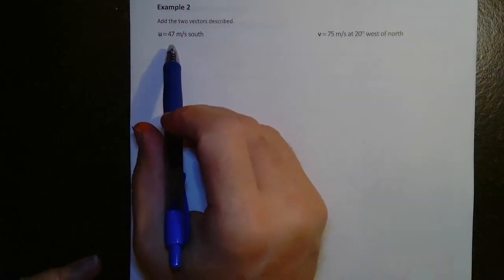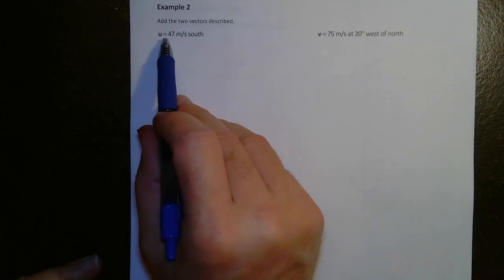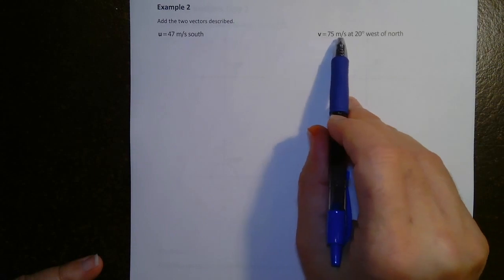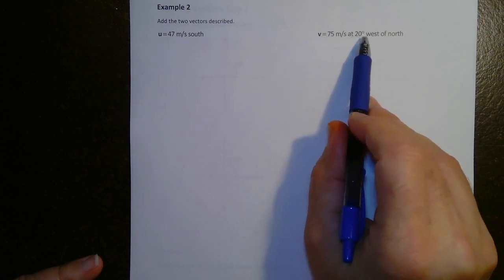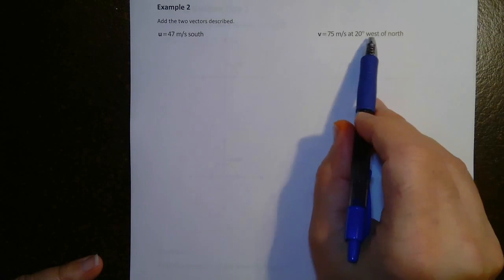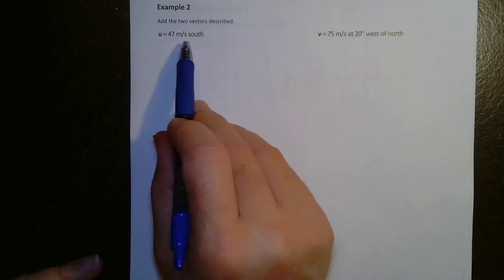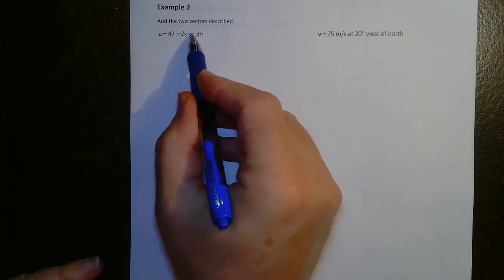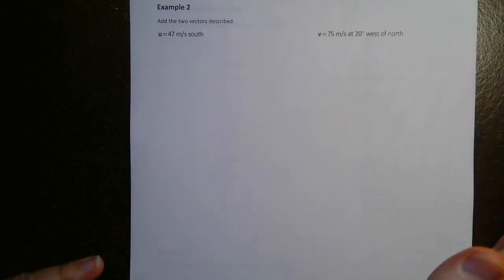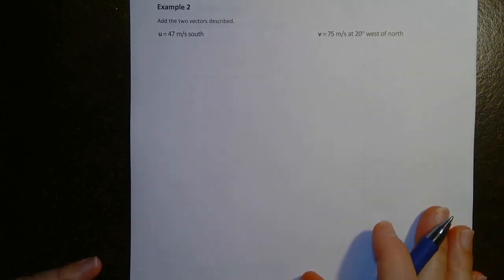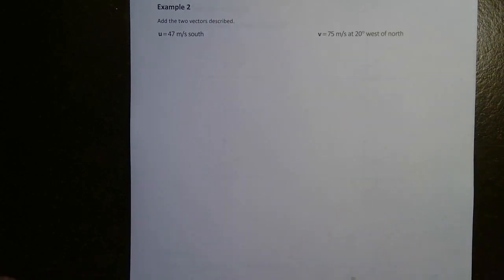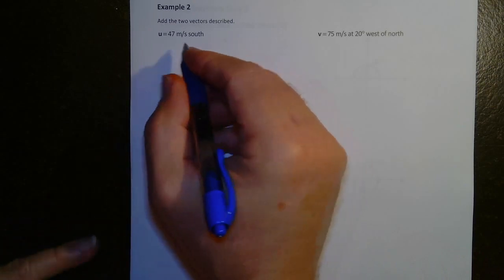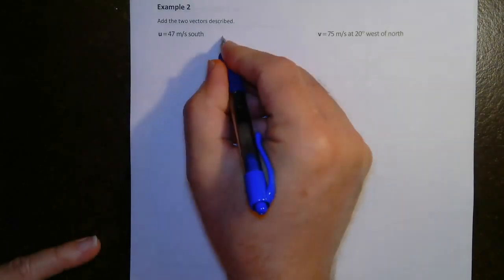So what I want to do with this one is take this vector u, which is 47 meters per second directly south, and v, which is 75 meters per second at 20 degrees west of north. Okay, so this is a direction. Well, actually, both these are directions. Okay, so we want to draw a diagram because this is a verbal description, and so is this. We want an actual angle, the actual angle of rotation or the direction angle, in order for us to figure this out. Okay, so we want to draw a diagram for this one.